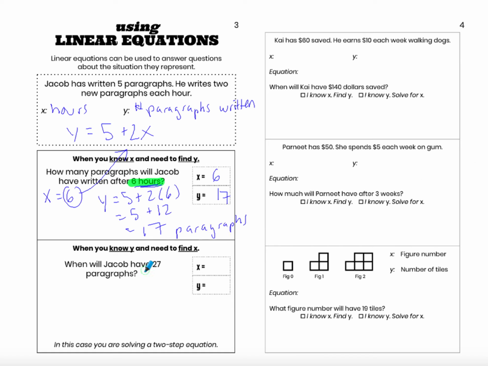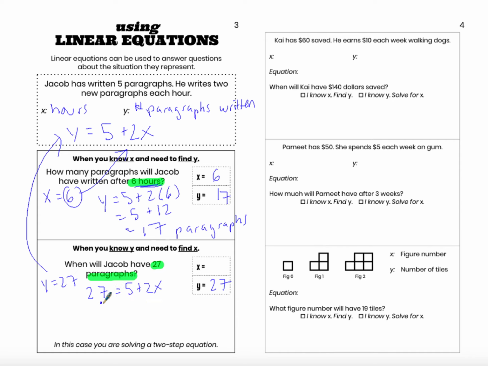Second situation, I am asked when, so I'm asked time, my x, and I'm given y, 27 paragraphs. So I look at my unit, it's paragraphs, that tells me that I'm given y. And now I need to find x. So I'm going to go ahead and plug in y equals 27 into my equation for y. So I have 27 equals 5 plus 2x.